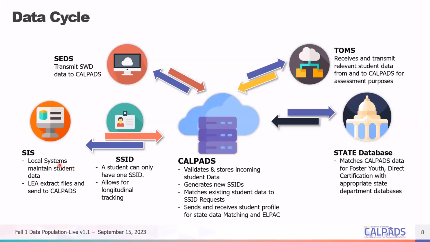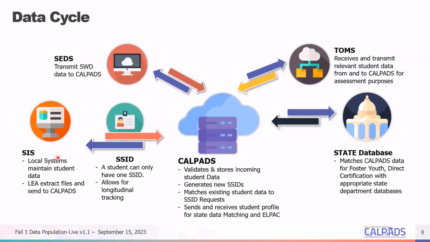We begin on the far left-hand side with the student information system, where LEAs continually maintain student data at the local level. The majority of LEAs use batch file submission, in which you will need to extract this data from the local SIS and submit the extracted batch file to CalPADS in order to get the data into the CalPADS system.